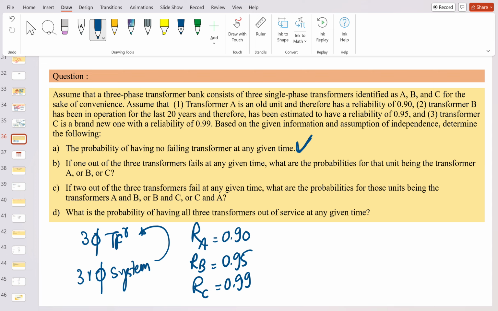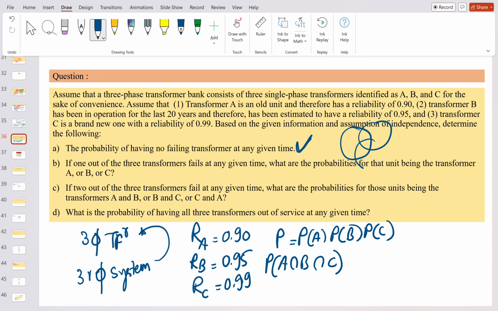So what is the probability that all systems will perform the intended operation? It means the probability that A should perform, the probability that B should perform, and the probability that C should also perform. Why? This is basically the intersection of all three units, because all three units are independent. So the probability of A intersection B intersection C is the common part of all the systems, basically this A B C part.